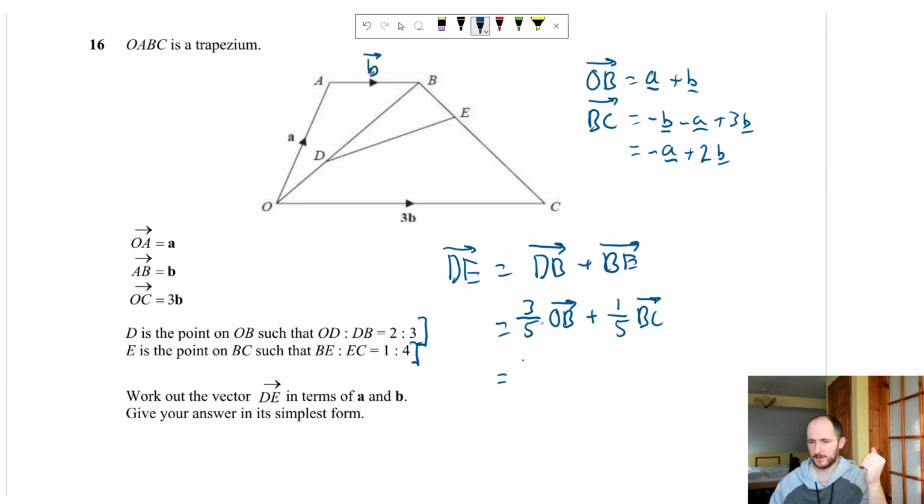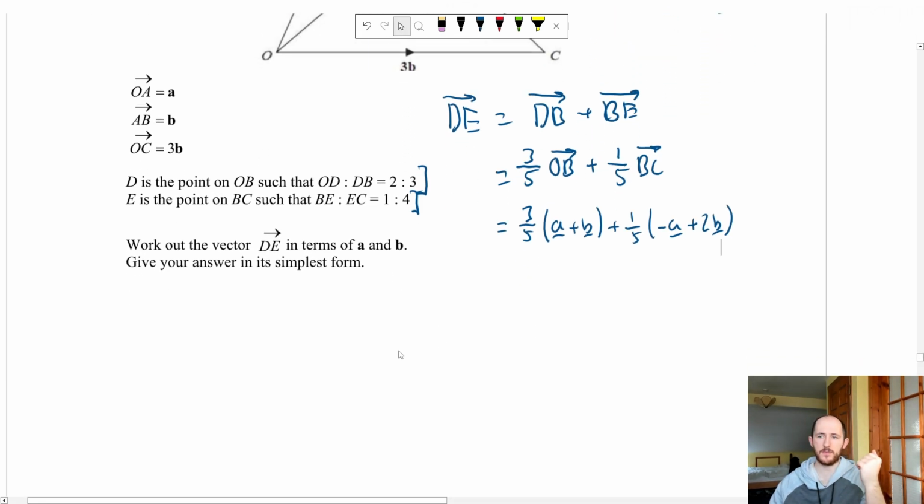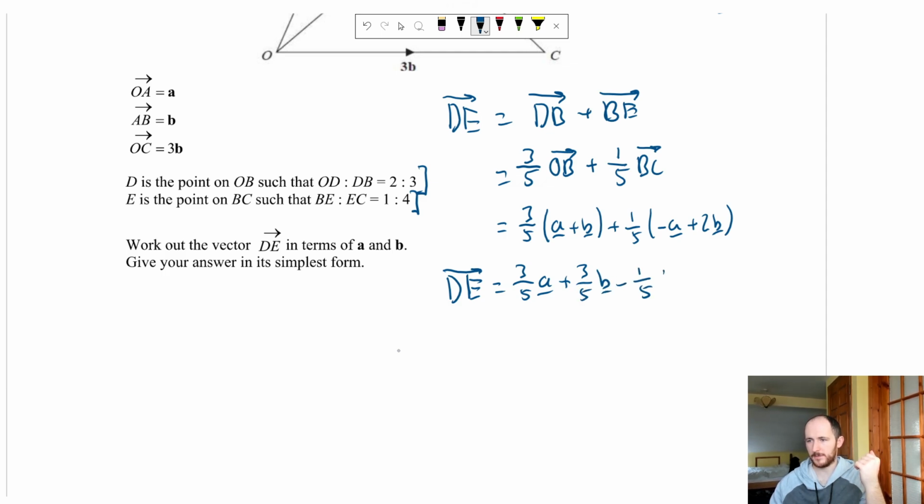So we have 3/5 of O to B, where OB is A plus B, plus 1/5 of minus A plus 2B. Then all we're doing is expanding and simplifying, and we have our 4-mark answer. So D to E equals 3/5 of A plus 3/5 of B minus a fifth of A plus 2/5 of B. Then all we're doing is adding fractions, and since this is a calculator paper, that should make it even easier for you.